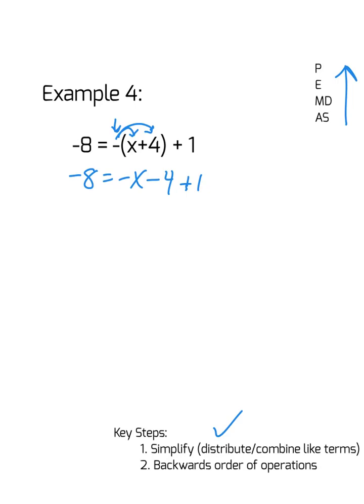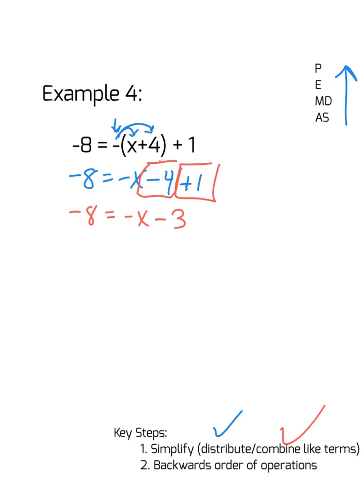So I've distributed. And now I want to check for combining like terms on the same side of the equal sign. So over here on my right side, I know that there's no other x's but this -4 plus 1. Those are both like terms because neither of them have a variable. And so I'm going to bring down my -8, my equal sign, my -1x, and -4 plus 1 is -3. So I've combined like terms, and now I'm going to continue with my backwards order of operations.